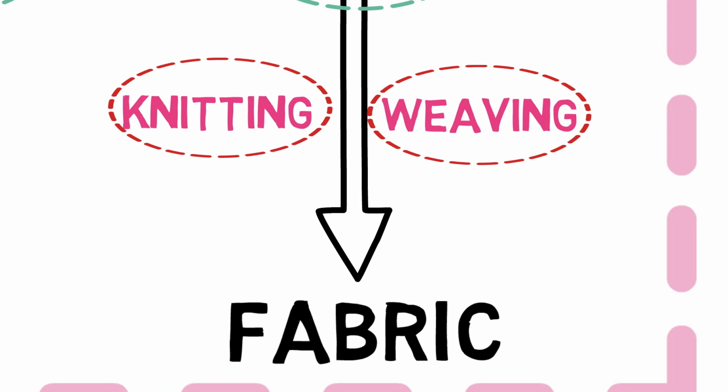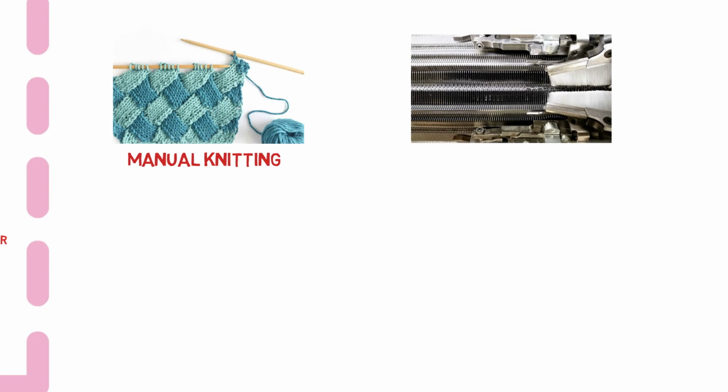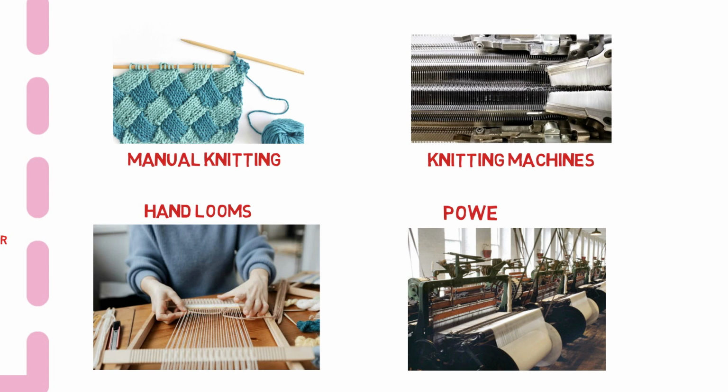So in both the processes, you need to understand we are making fabric using yarn only. In knitting, we use a single yarn, while in weaving, we use two yarns at the same time. This is the key difference between these two methods. Knitting is done by hand as well as machines. Please note that weaving is done on looms. These looms are either hand operated or power operated. The pictures here should help you remember this.